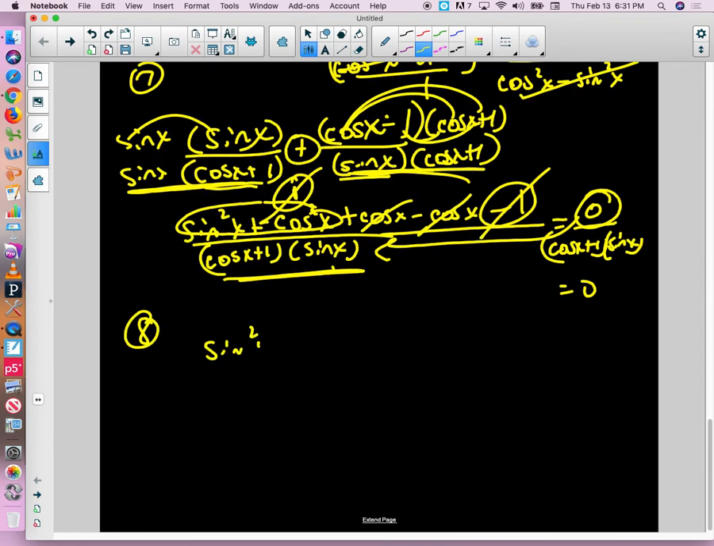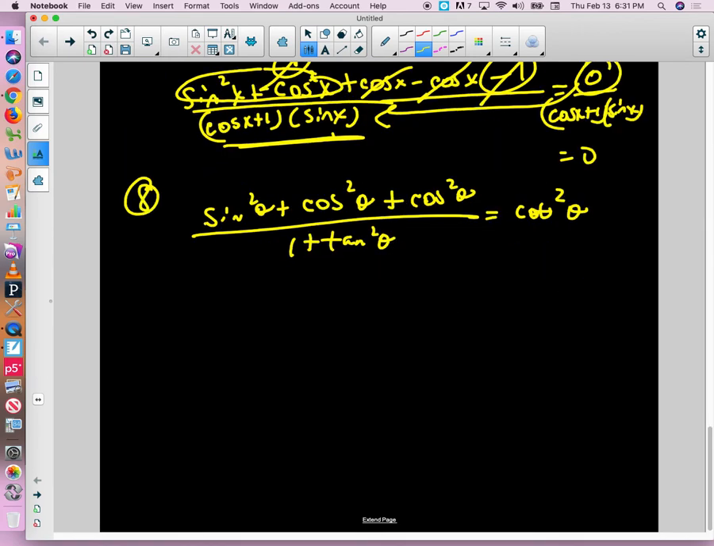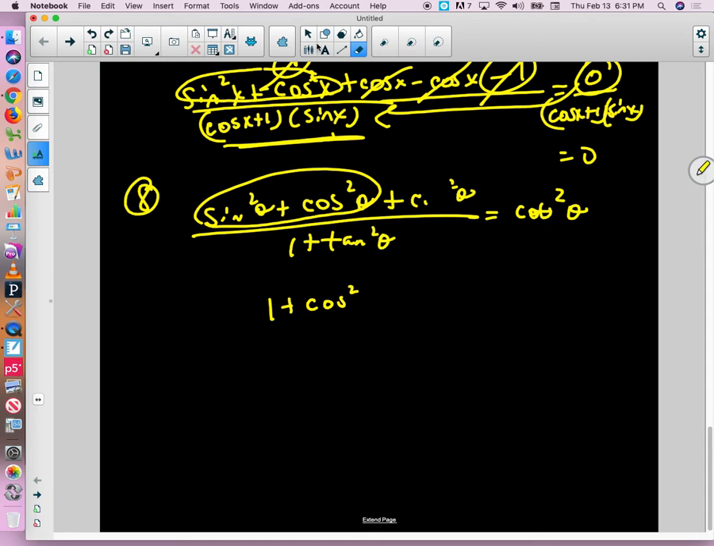Number 8. Sine squared theta plus cosine squared theta, which should sound real familiar to you, plus cotangent squared theta over 1 plus tangent squared theta. This one is what I would call swimming in the Pythagorean identities, by the way. Look at your memo page. You might want to pause the video for a minute while you look at your Pythagorean identities. Sine squared plus cosine squared is 1. Oh, I'm sorry, the back here was cotangent squared.